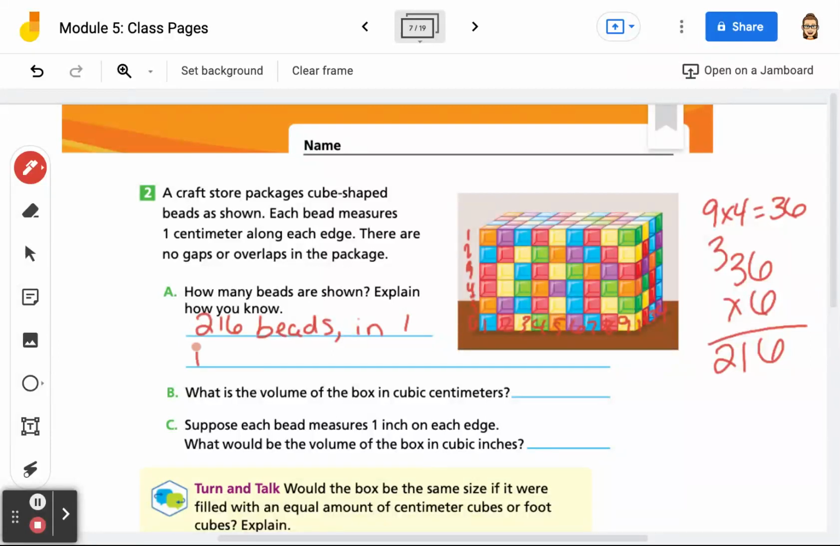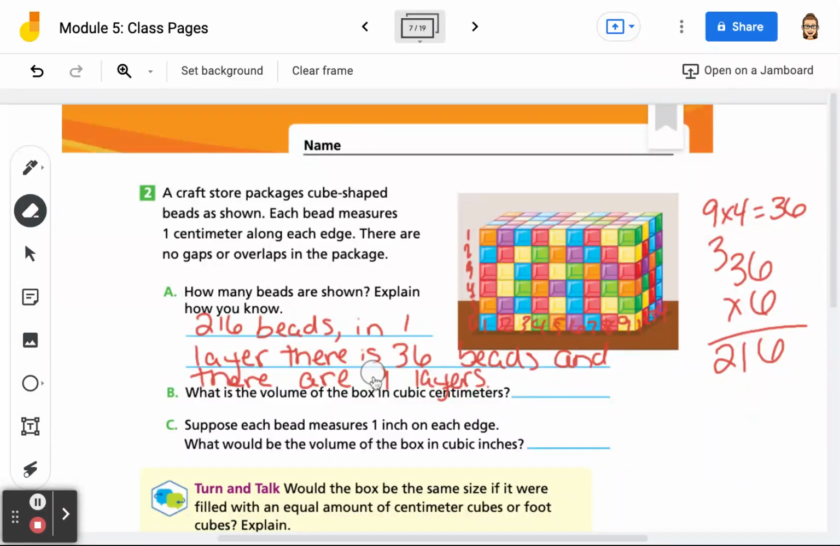In one layer, there are 36 beads. And there are 6 layers. There's 9 across.